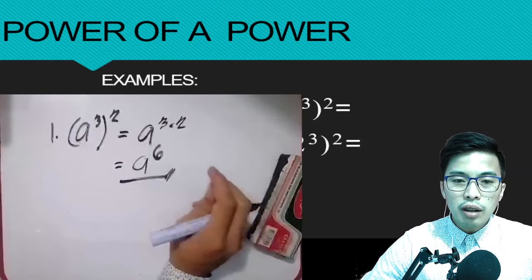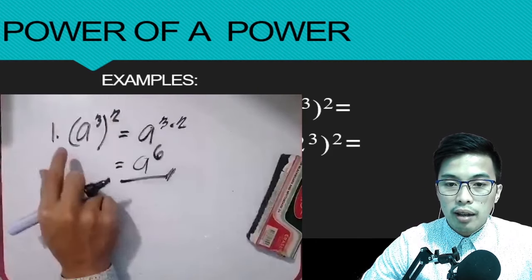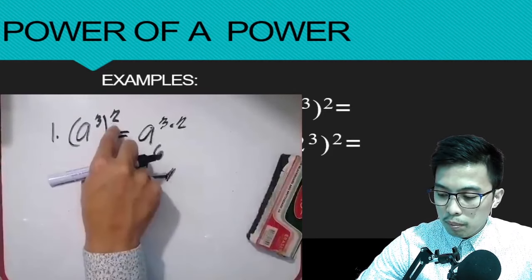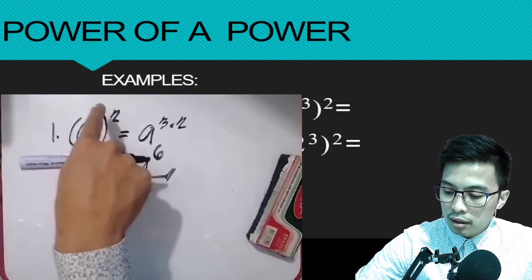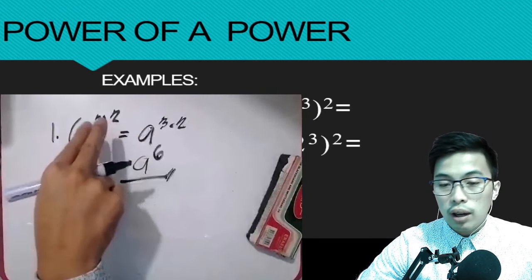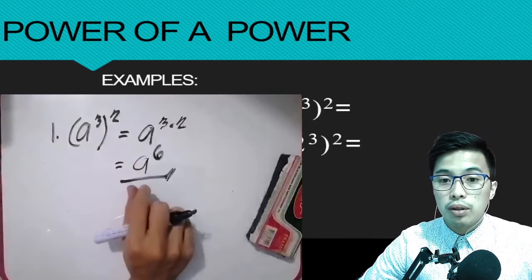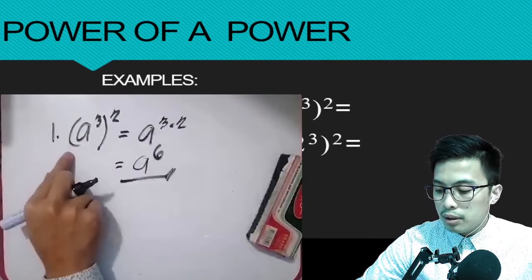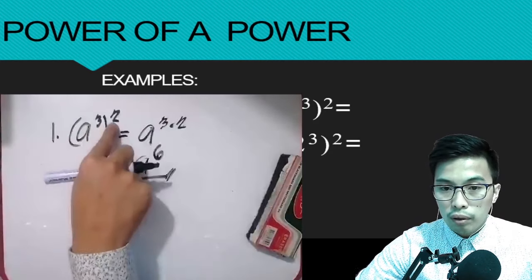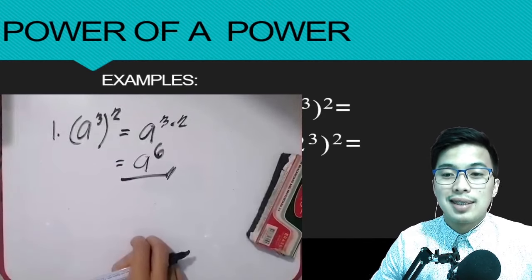Okay. So later on, kapag nakakakita kayo ng mga ganitong forms, ng mga expression, what you will do here is to just distribute the exponent outside to the inside exponent. So, imumultiply mo lang yun. And after that, i-simplify mo siya. So, therefore, we can now say that a raised to the power of 3, quantity raised to the power of 2, is simply a raised to the power of 6.